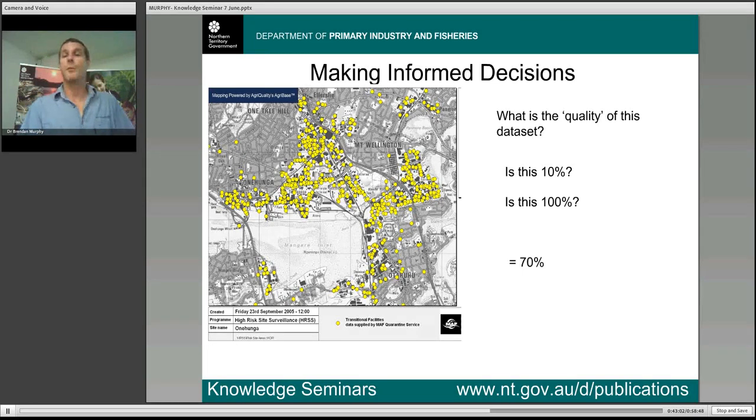So the fact that I've actually got a value now helps me realise, well, 70% is not too bad. I can deploy my resources here, and I've got reasonable confidence that I'm doing a good job. But if it was only 10%, I would be really, really uncertain about whether I'm actually putting my resources in the right place. So again, this is one of those measurements.